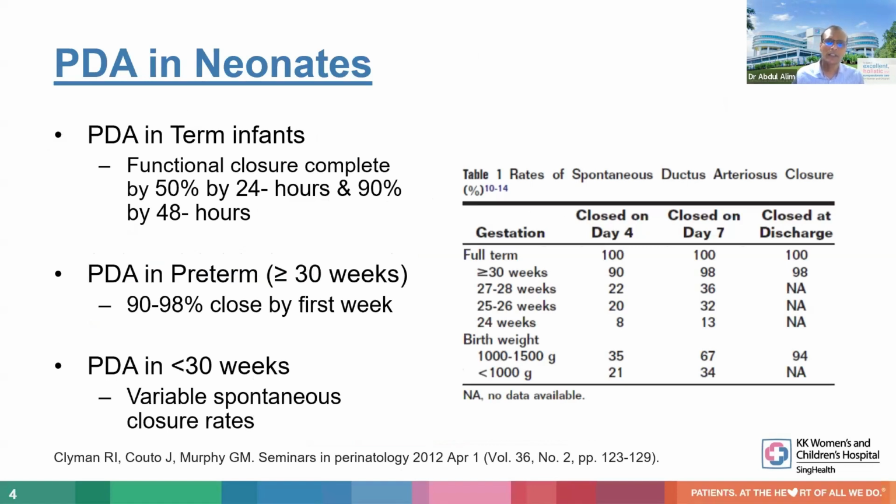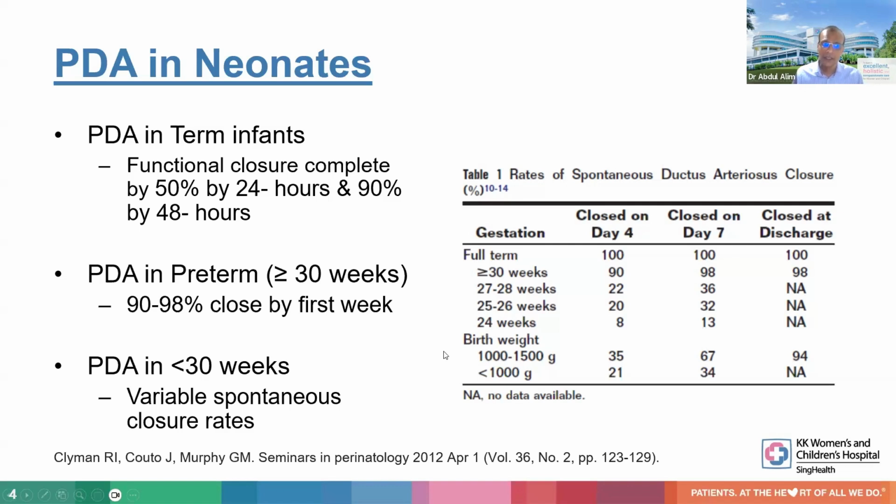In term infants, like you all know, functional closure happens in 50% in 24 hours, and 90% of the PDAs are closed in 48 hours. And because we are doing a lot of echocardiograms, even in neonatal units nowadays, I see even on day 3, day 4, even in term babies coming there for other reasons, a small PDA, but that PDA is totally insignificant. It's almost closed or closing. So the functional closure is not complete; sometimes we can see very tiny PDAs in those infants.